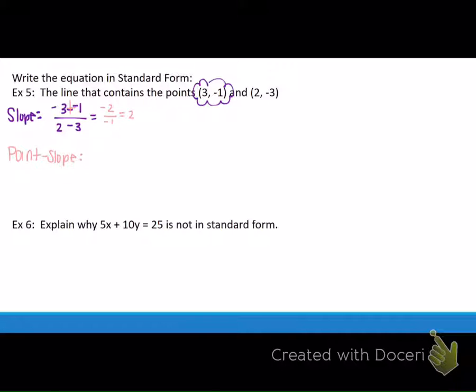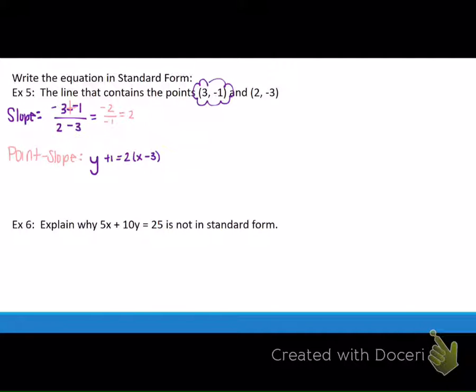Okay, so it's going to be like the equation? Yep. Okay, so y plus 1 equals, good, 2 in parentheses x minus 3. Perfect. So that is point slope. You did it. So the next step is to get this into slope-intercept form.